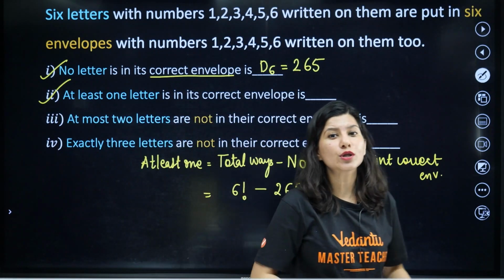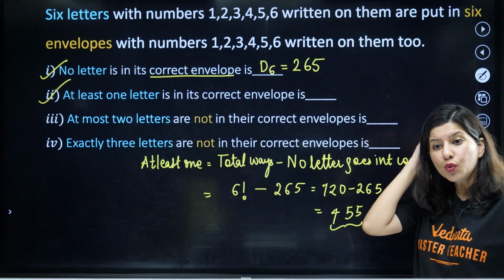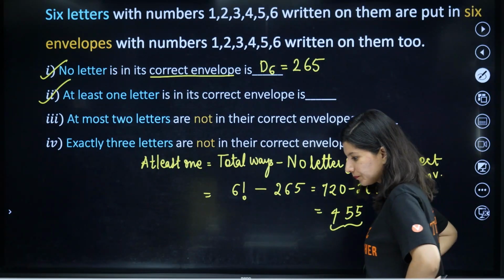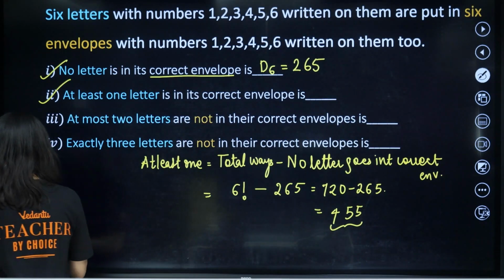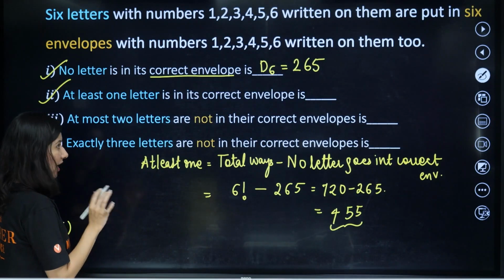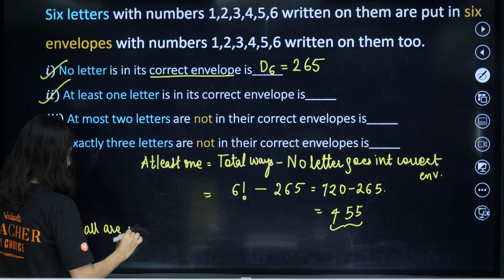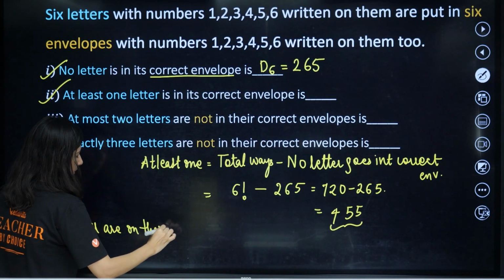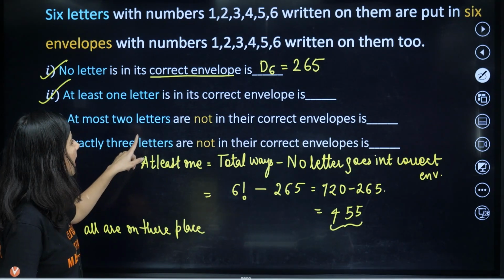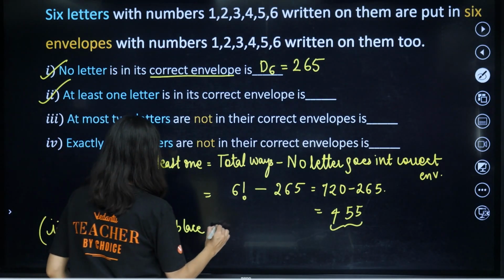At most 2 letters are not in their correct envelopes. Okay. At most 2 are not in their correct envelope. That means maximum 2 should not be there in their correct envelope. So maximum 2 means they are fine if all are in their place. And maximum 2 means what? 0 letters are not in their correct envelope. That means all the letters are in their own place.